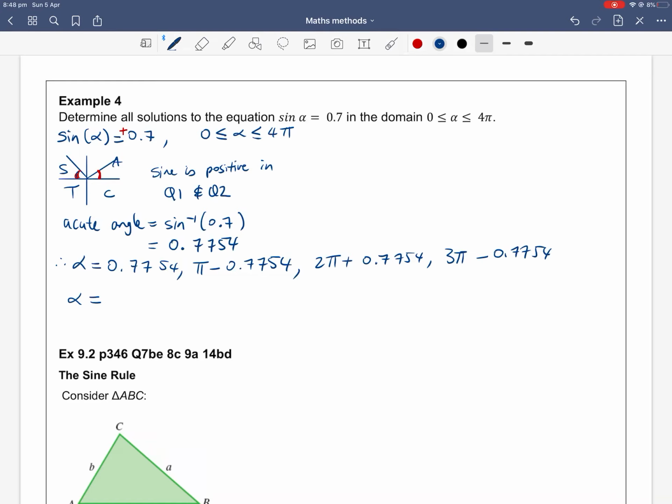So using a calculator to make it look nice and pretty, we get 0.7754. Pi minus 0.77 gives us approximately 2.3662, 7.0586, and 8.6494 are our 4 answers, all the solutions to that equation.